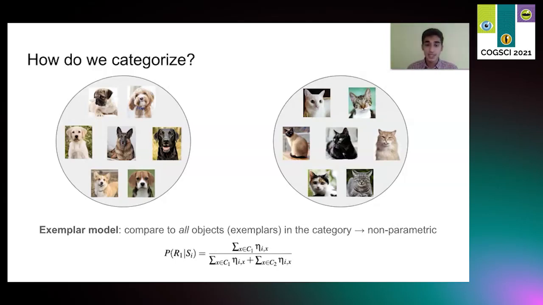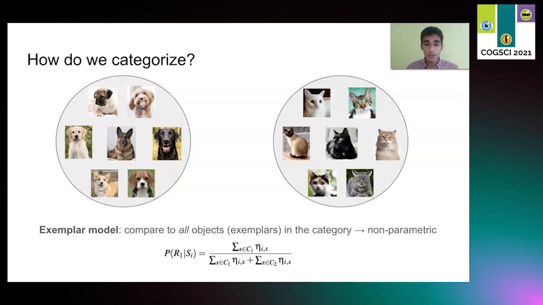Another approach to categorizing a particular image as a cat or a dog would be to consider the entire set of past instances we've seen of cats and dogs. Unlike the prototype model, this approach is not parameterized by some general summarizing knowledge of the category, but instead requires us to consider all images of cats and dogs we've encountered before in order to make a categorization decision. In the formal definition of the psychological model, known as the exemplar model, we refer to past instances we've seen of a particular category as exemplars.